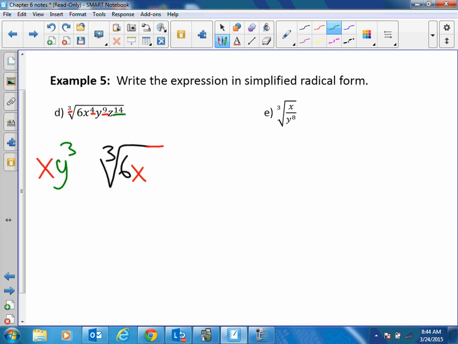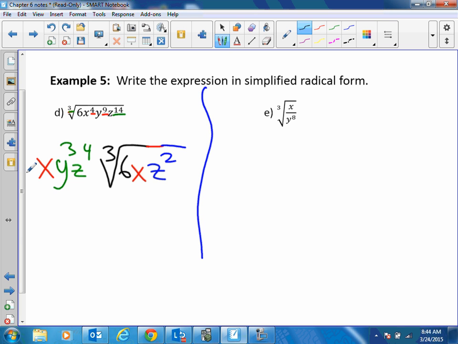Then we go to z's. 14 divided by 3. How many times does 3 go into 14? 3 goes into 14 4 times to make 12. Okay, and then I have 2 remainders. So I'm going to leave my 2 remainders underneath the radical. So that's how I write that: x y cubed z to the 4th times the cube root of 6xz squared. Again, this is not easy. It'll take some practice.